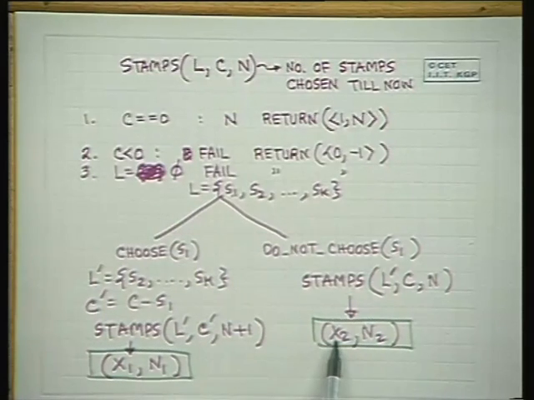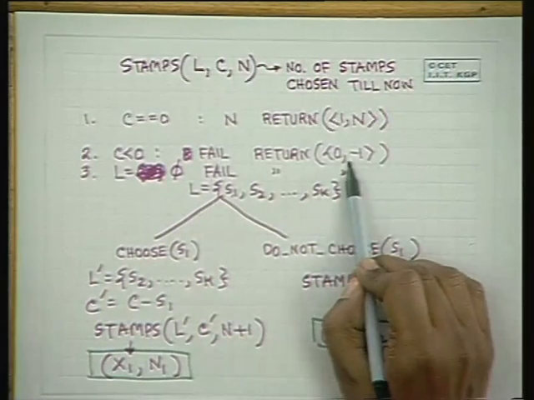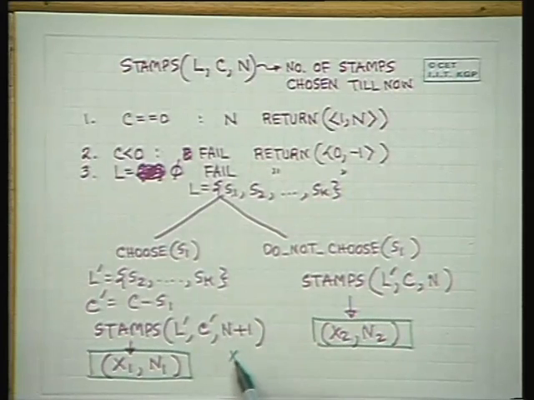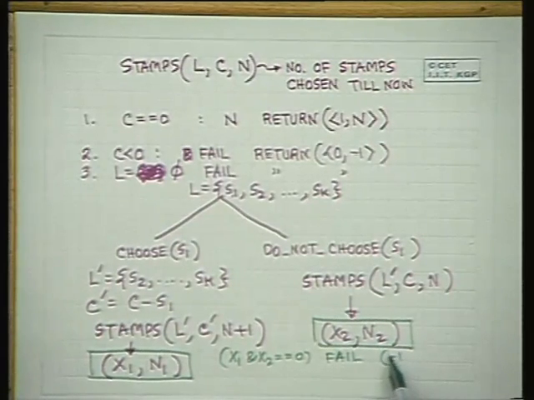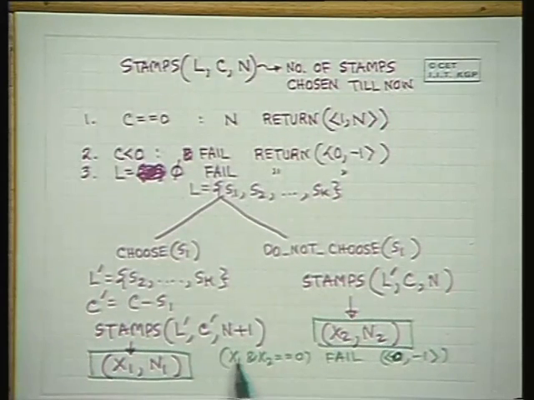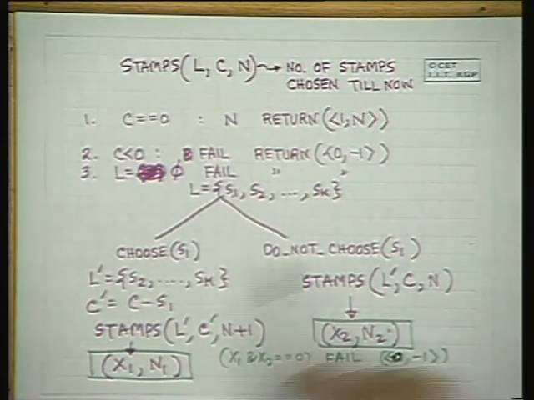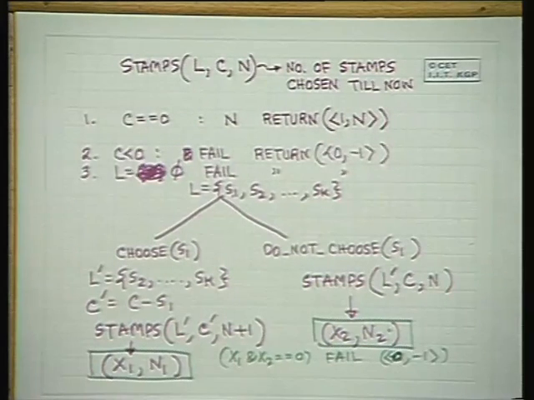Now if both x1 and x2 are 0, then I fail and I return minus 1, 0, minus 1. If x1 is 0, x2 is not 0, I return n2. If x2 is 0 and x1 is not 0, I return n1. These parts are clear. And if both of them are non-zero, that is, this also gives a solution and this also gives a solution, then since I am choosing the minimum, I will choose the minimum of n1 and n2.